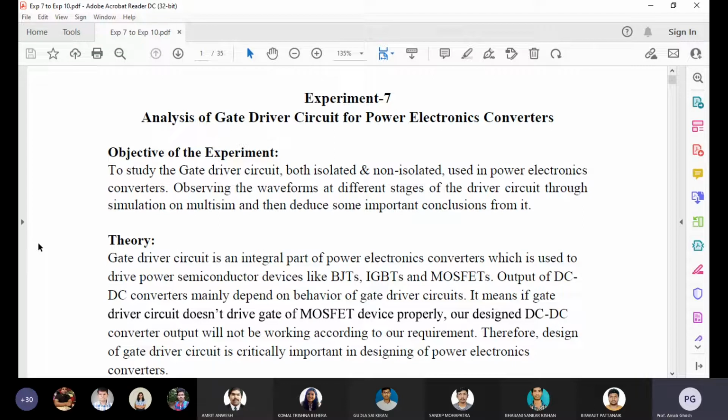Okay, first we are starting with the non-isolated gate driver. Why are isolated gate drivers important? Suppose you are designing a drive circuit where you are using an IGCT, which means high power applications, in the range of more than 100 kilowatts.